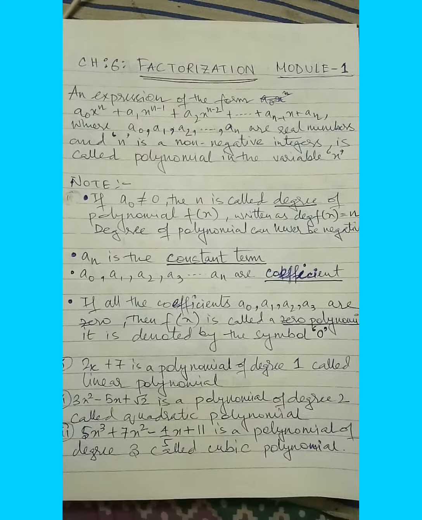0 means what? That means I'm sure that if it is coming 0, at that time I can say that this is a factor of this one. Factor means it can be easily divisible. There will be no remainder.